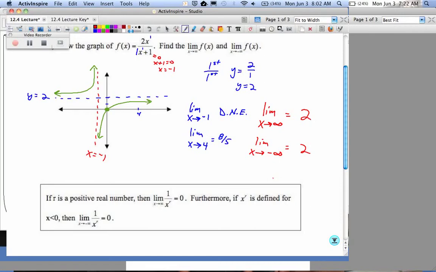So that's kind of the basic rule today. And what happens then is students assume everything is an infinite limit, and you guys use all the rules that you know and you mess it up. So pay attention to it. If r is a positive real number, then the limit of 1 over x to the r equals 0, that'll happen. And here's what they're talking about.